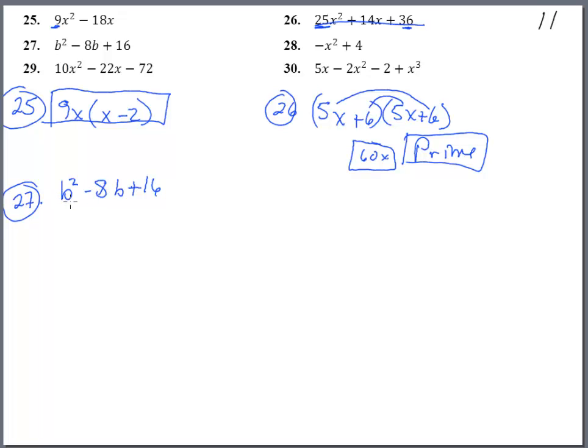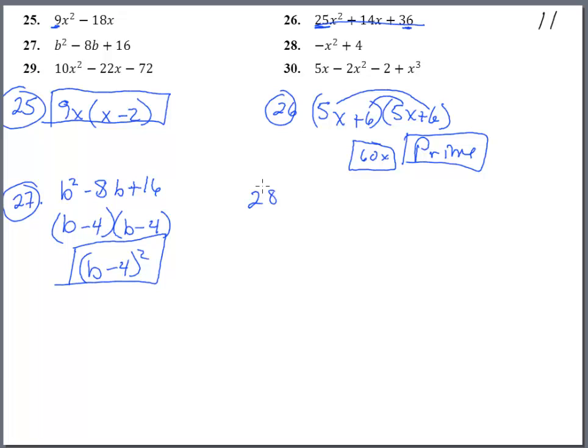Or you could look and say, hey, this is a perfect square and that's a perfect square. Let's try b minus 4 squared, times itself. Make sure that works, and it does indeed. b squared minus 4b gives you negative 8b and plus 16. b minus 4 squared.